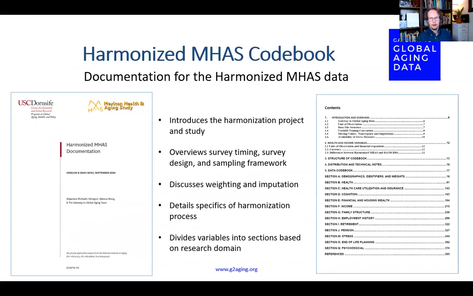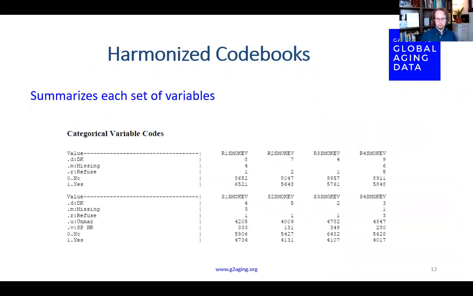To accompany the harmonized MHAS dataset, we have a codebook. It's a harmonized MHAS codebook. It introduces the harmonization project and study. It overviews the survey timing, survey design, and sampling framework. We discuss weighting and imputation. We detail the specifics of the harmonization process, and it divides variables into sections based on research domain. And we saw those sections earlier.